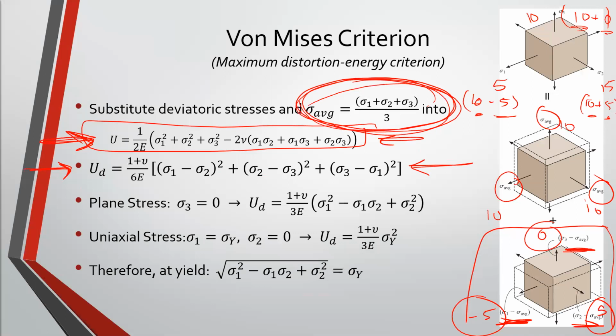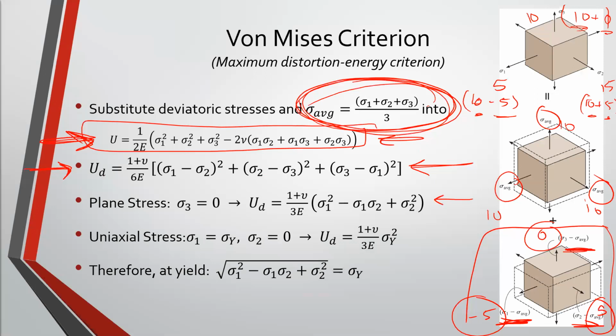Okay, so in plane stress, one of these components is 0. In plane stress, we say that sigma 3 is 0. So it further simplifies to this equation here. That's what you're going to get if you plug in sigma 3 equals 0, and then do the algebra to simplify the mathematical equation.